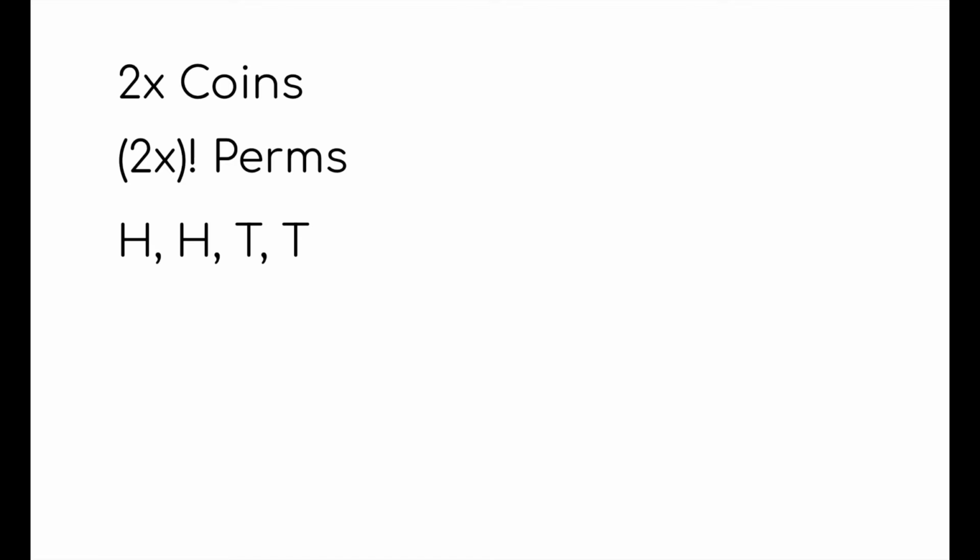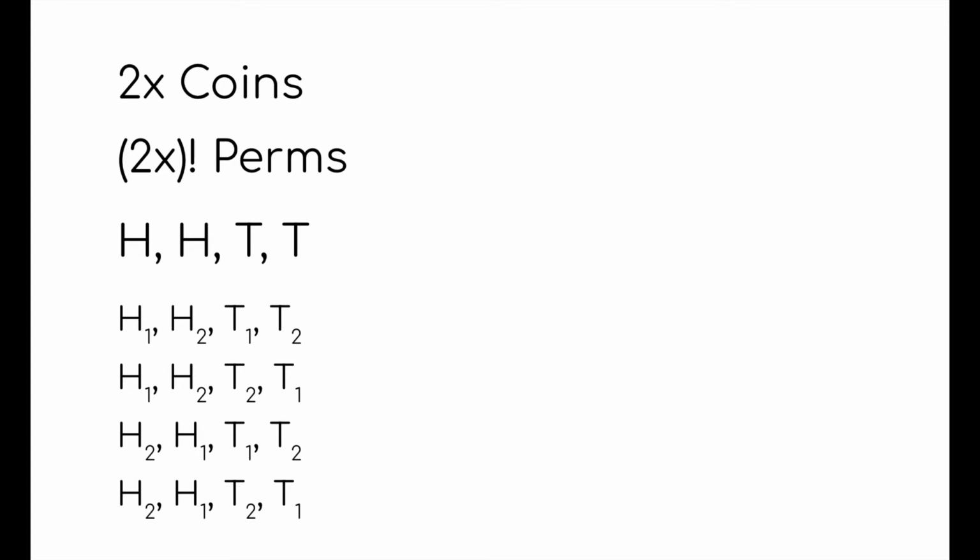First, let's assume that all of those 2x coins are different. That would be 2x factorial permutations. However, we are actually overcounting because we cannot distinguish between the heads and the tails. Let's say we have 4 coins and we want heads, heads, tails, tails. There are actually 4 ways of getting this if we treat every single coin as unique: we could do head 1, head 2, tail 1, tail 2, or head 1, head 2, tail 2, tail 1, and so on. So we've got those 4 different possibilities.